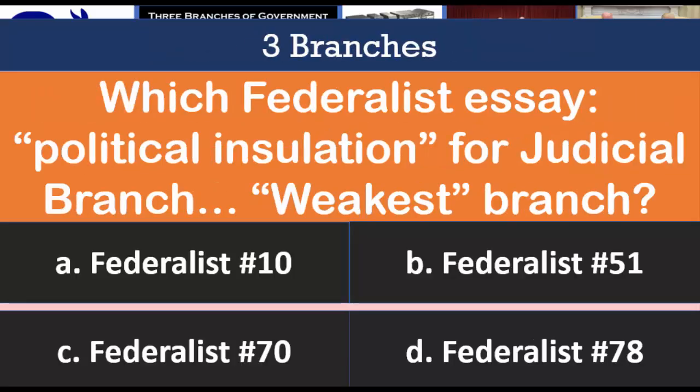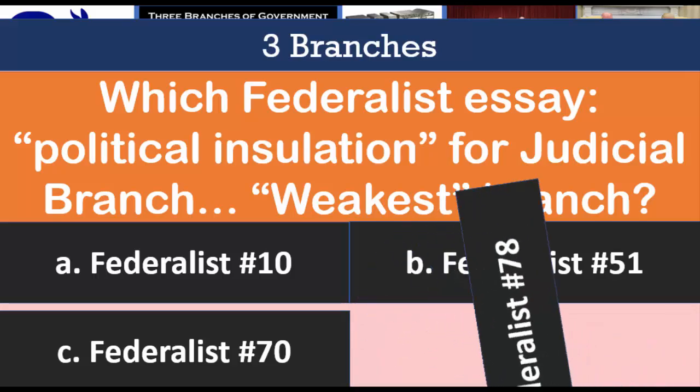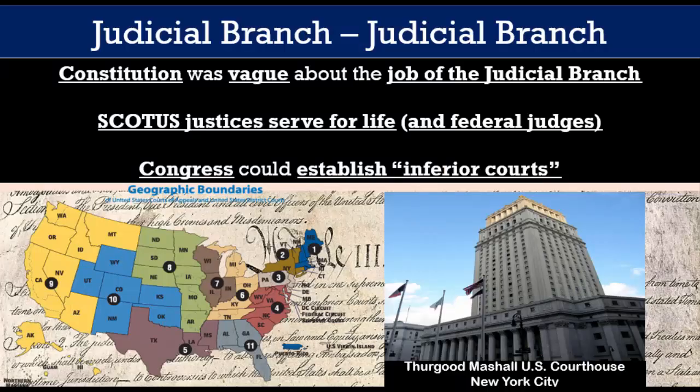Okay, brain check for our last branch. Could be a clue. Which Federalist essay claimed the judicial branch would be the weakest? Yes, Fed 78. The Constitution was pretty vague about the judicial branch. It did create a Supreme Court without really giving them much power. It established lifetime tenure, and it said that Congress could create inferior courts, which they almost immediately did.